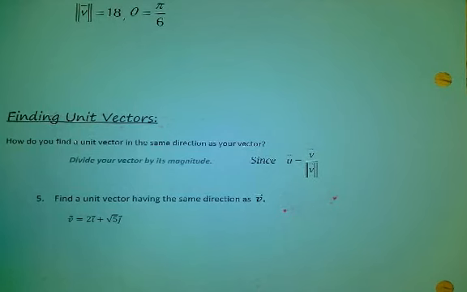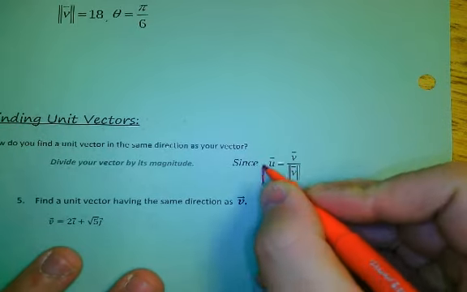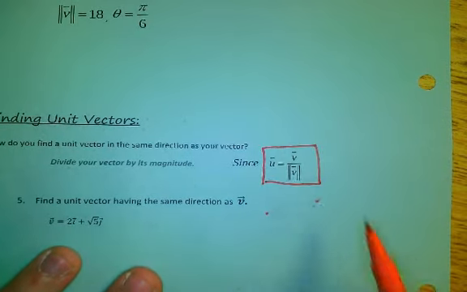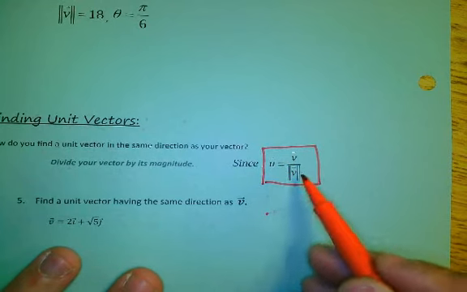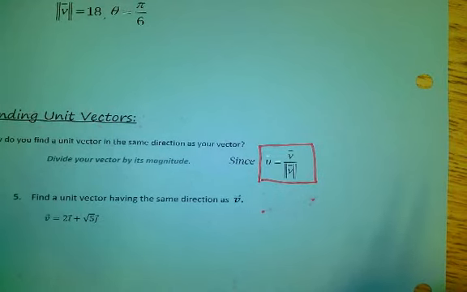A unit vector just has a magnitude of 1. That's all it is. So it's going to have the same direction, but just a magnitude of 1. So this is your formula. The unit vector is the vector divided by the magnitude. So you just take the vector and divide it by the magnitude.